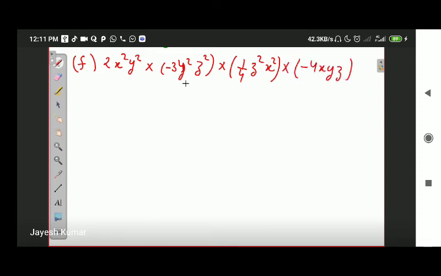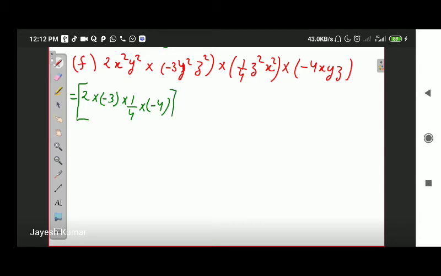Okay. One thing that you need to see here is, the variables used in all the polynomials are x, y and z, but x, y and z, all three are not present in all of the polynomials. Only in the fourth polynomial all three x, y, z are present. In first polynomial there is no z, in second polynomial there is no x, in third polynomial there is no y. Okay, so we have to take it into consideration when we are going to solve this question. Okay, so first of all, once again we will write down constants all together. 2 into minus 3 into 1 by 4 into minus 4.